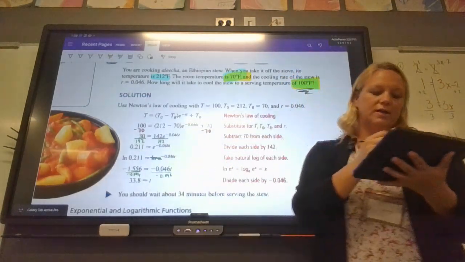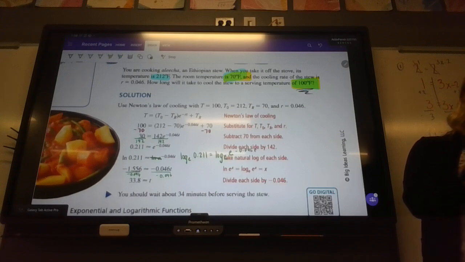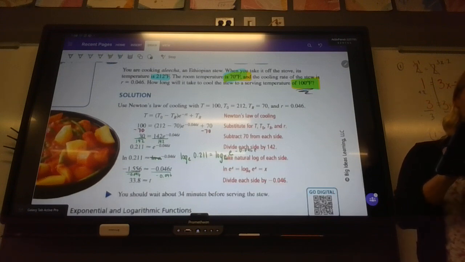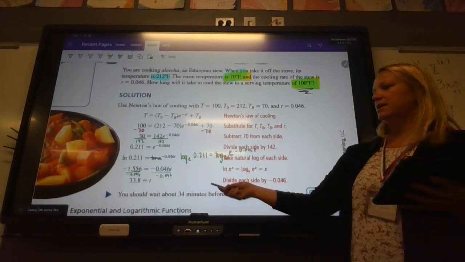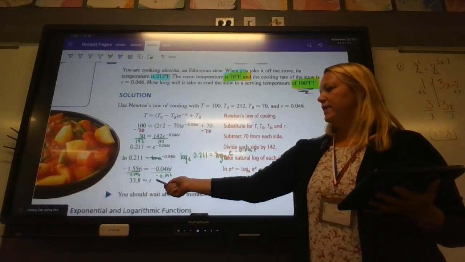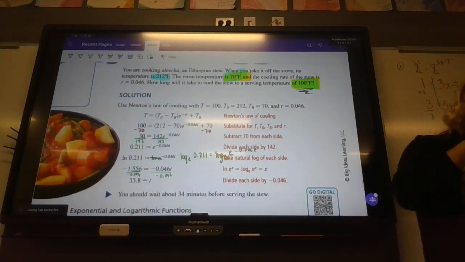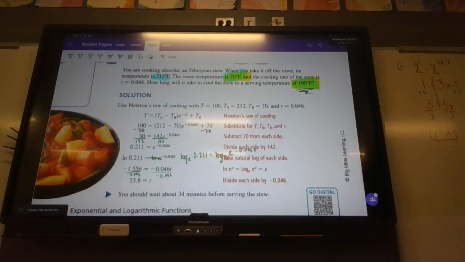So they did log e of both sides, and log e is the same thing as ln. And so ln and e cancel each other out. It's like e to what power is e? Lastly, dividing by negative 0.046, then it's about 34 minutes. You should wait 34 minutes before serving this stew.